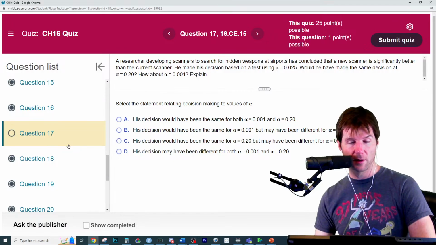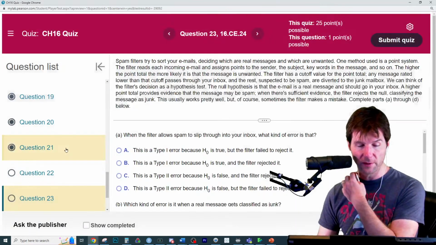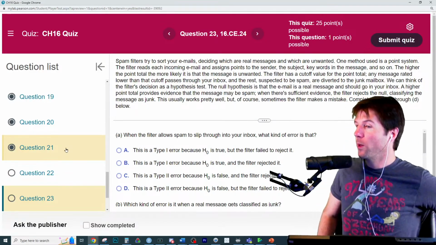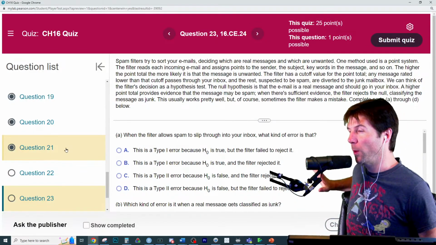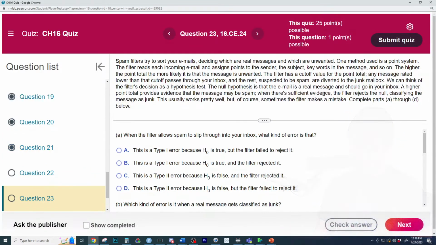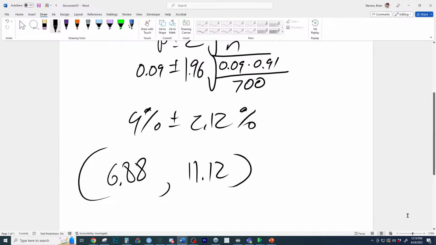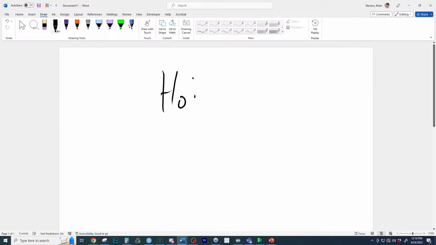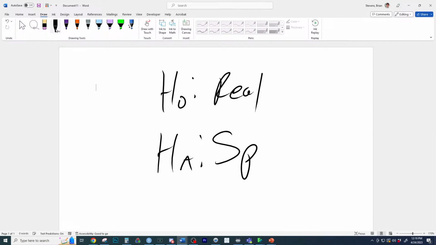And then spam filters right here. This is very similar to the previous one. Okay, so here we are with spam filters. Whenever we're talking about type 1, type 2 errors, we probably want to know what the null hypothesis is. We can think of the spam filters as a hypothesis test. The null is that the email is real, and the alternative is spam.